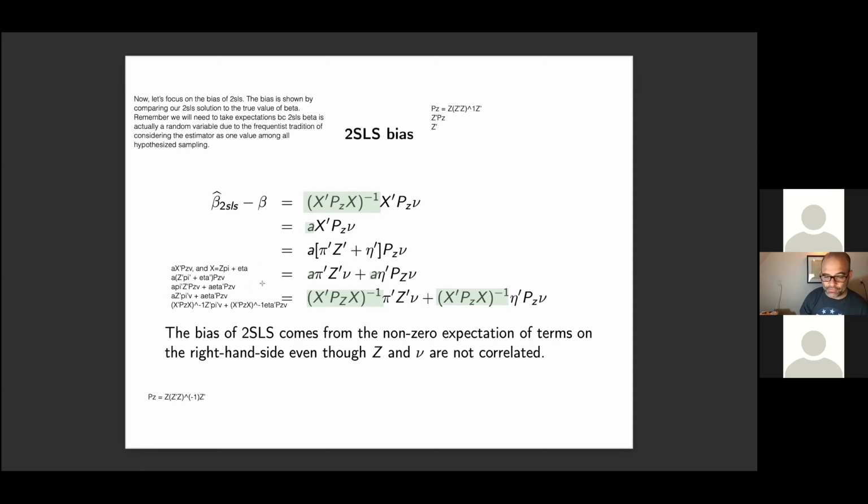All right. So this is the starting point of the bias of two-stage least squares. We're going to have to take expectations of this entire equation. But the bias of two-stage least squares is going to come from the non-zero expectation of terms on the right-hand side, even though we have a valid instrument, and Z is independent of the causal error V. But we're going to struggle for one of these terms to go to 0.